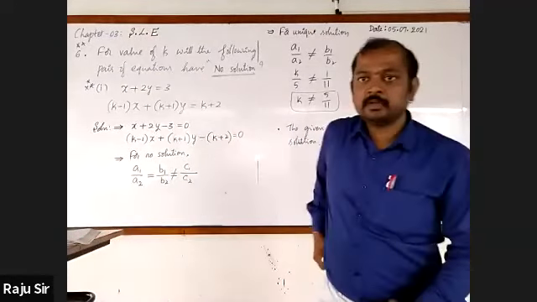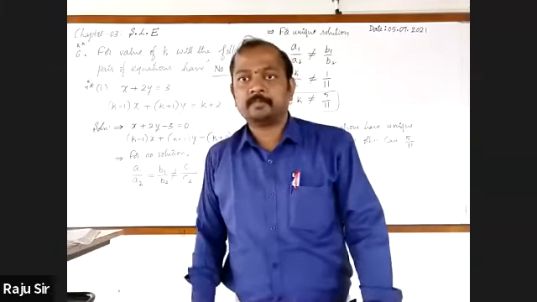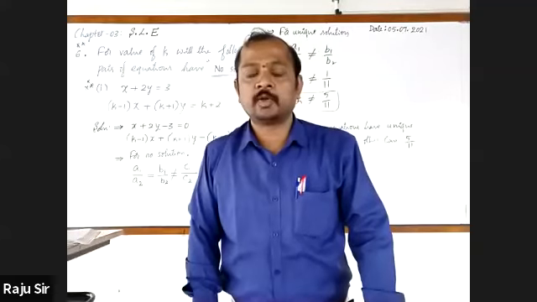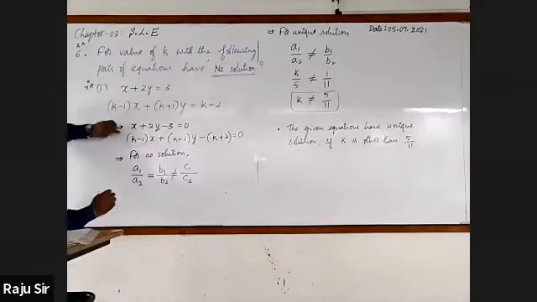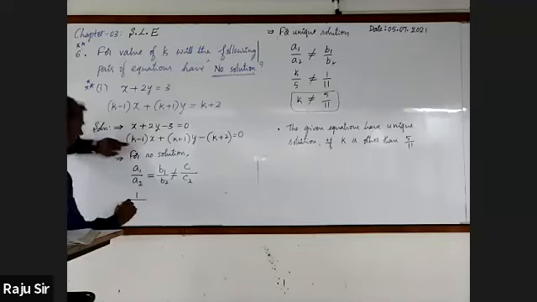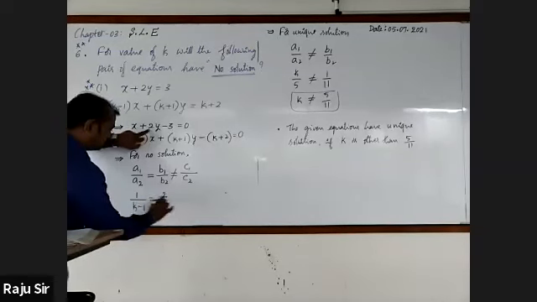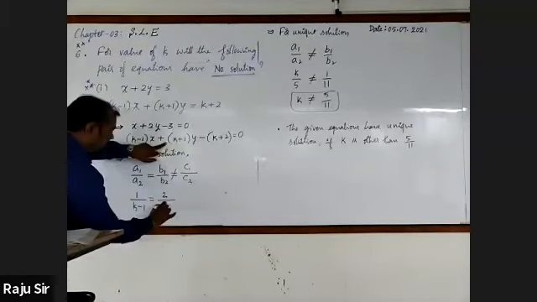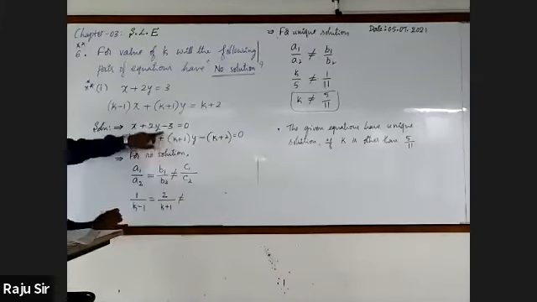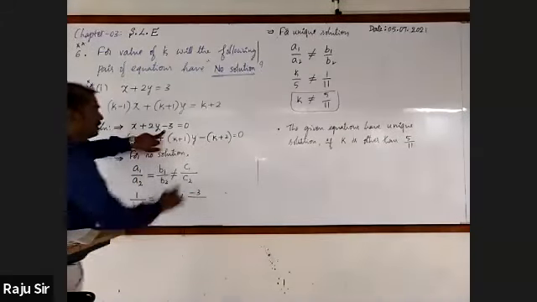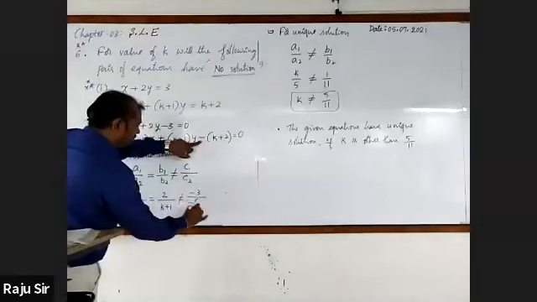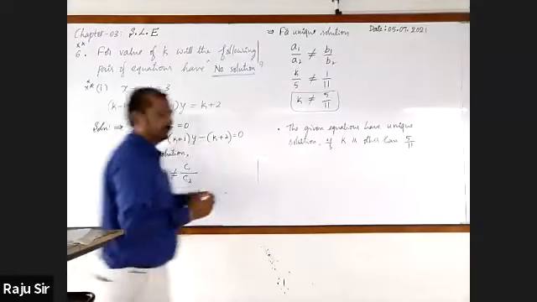Have you written the same? Substitute. A1 is 1, A2 is k minus 1. This is equal to B1 is 2, B2 is k plus 1, which is not equal to C1, it is minus 3 by C2, it is minus of k plus 2.